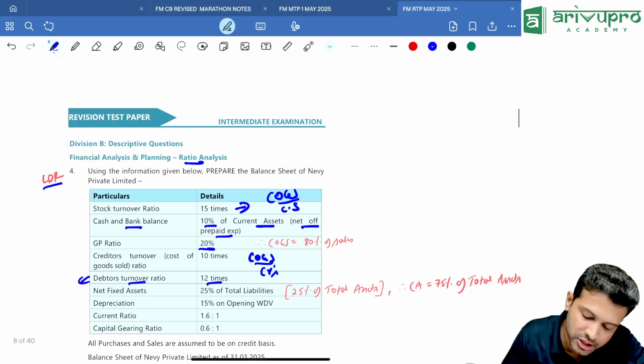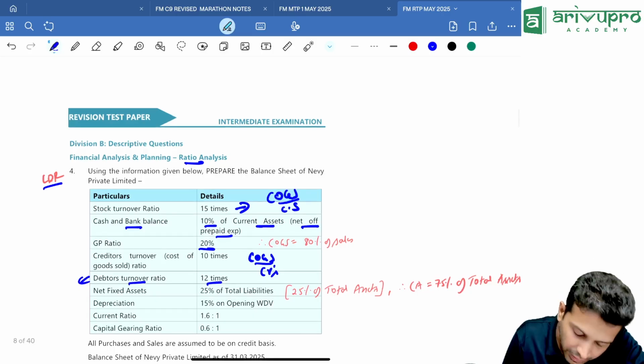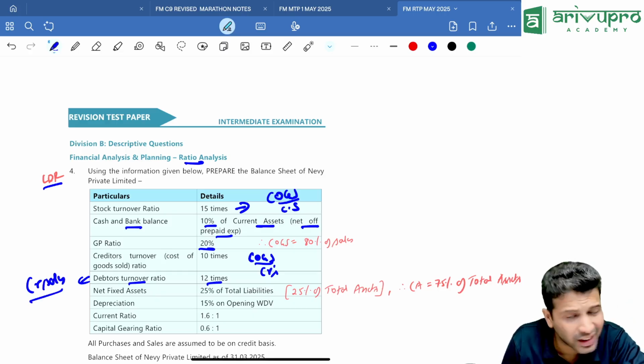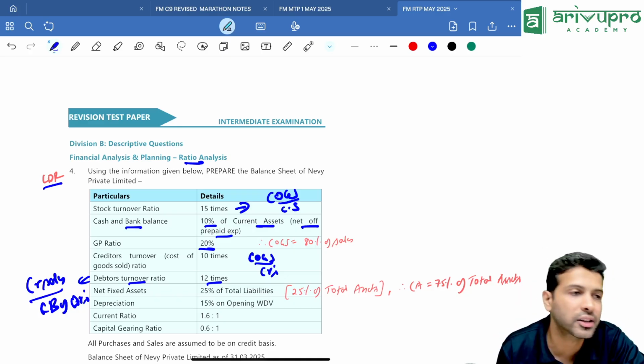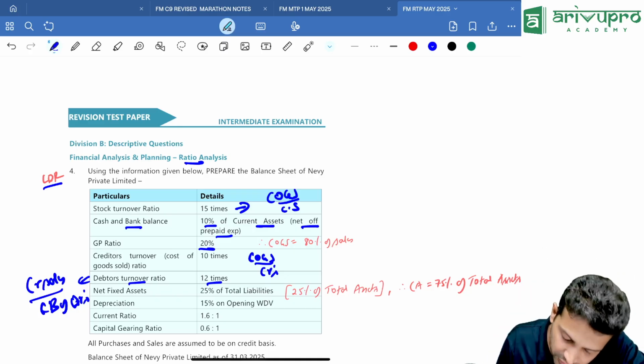How do you calculate debtors turnover ratio? Annual credit sales are divided by either average debtors or closing balance of your debtors. That's how you get debtors turnover ratio. That is given to be 12.